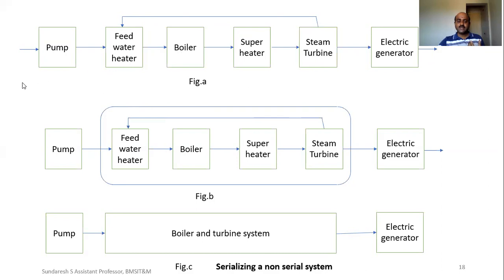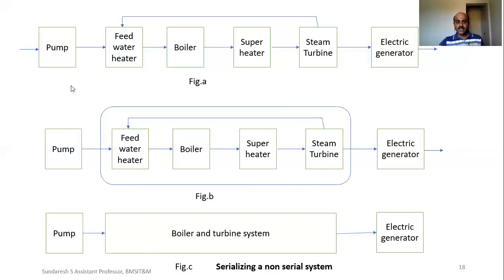So we are showing the different elements of a steam power plant here. In figure B, you can see I have just blocked this. I closed the feed water heater, boiler, superheater, and steam turbine. Why? Because this represents the non-serial system, where some amount of heat will be taken from the steam turbine to heat the feed water. Then this will constitute the non-serial system.